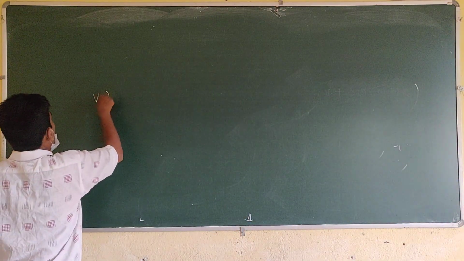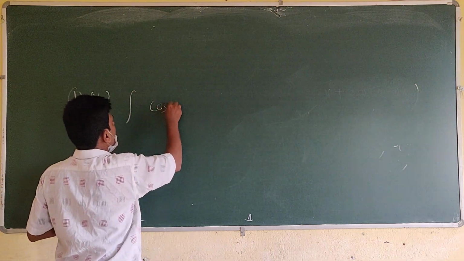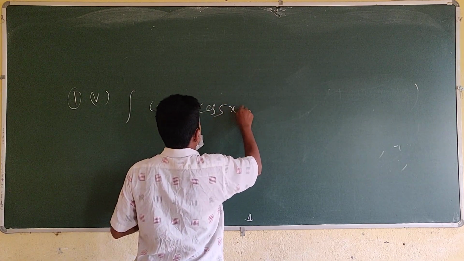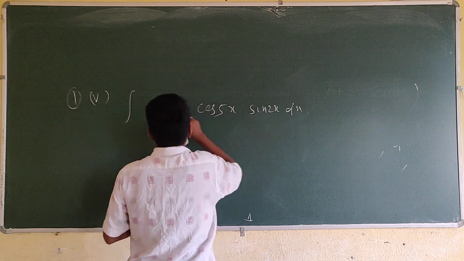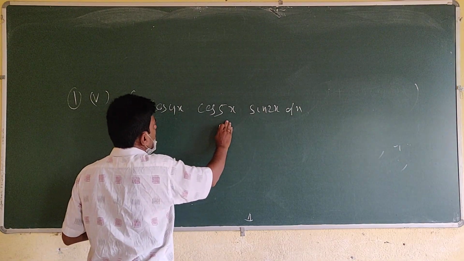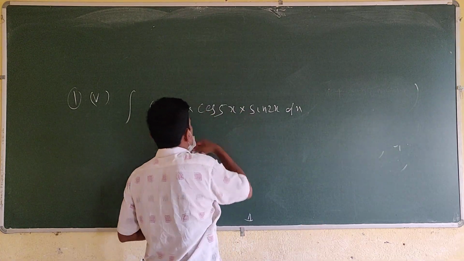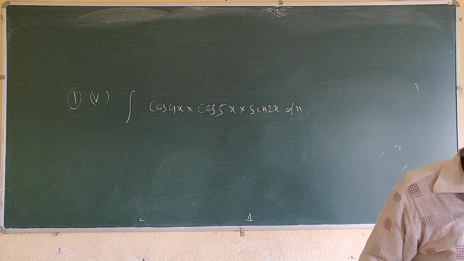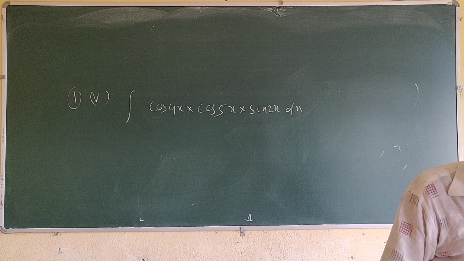The question is cos 4x into cos 5x into sin 2x dx. You look, cos 4x is one term, cos 5x the second term, and sin 2x, that is three terms multiplied. So how do I solve this problem? I give some useful tricks to solve these problems.